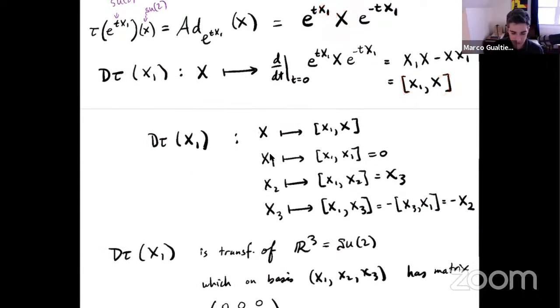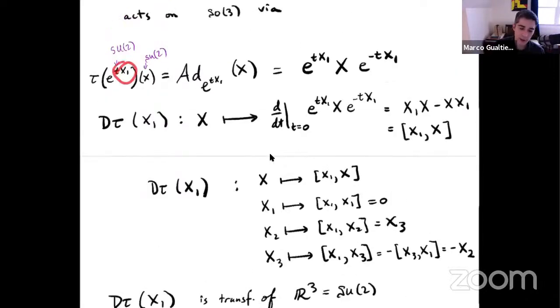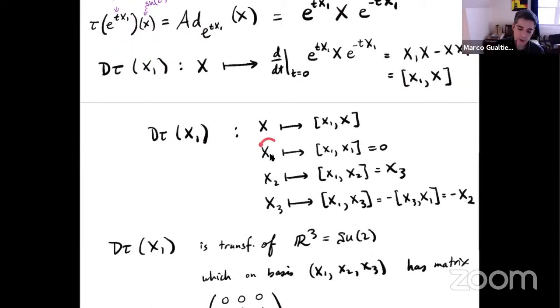Here I'm just looking at what this commutator does to the basis elements. When I use this rotation in the x1 direction, how does it affect x1? I just bracket it with x1 and I get 0. For x2, the bracket of x1 and x2 is x3. And x3 is turned to minus x2. So we see how this transformation acts on the basis.